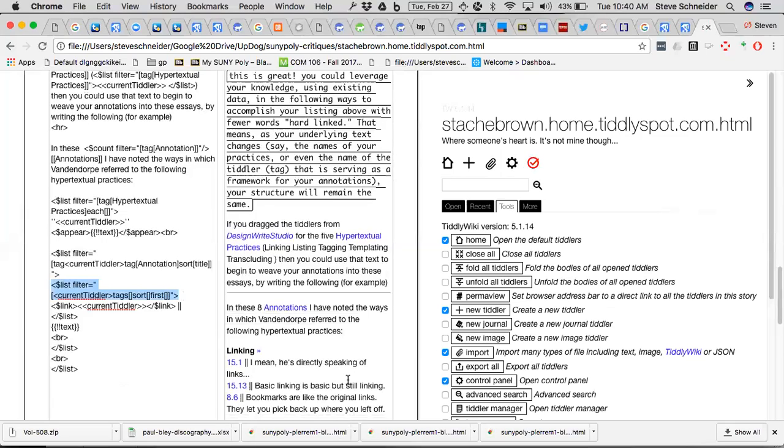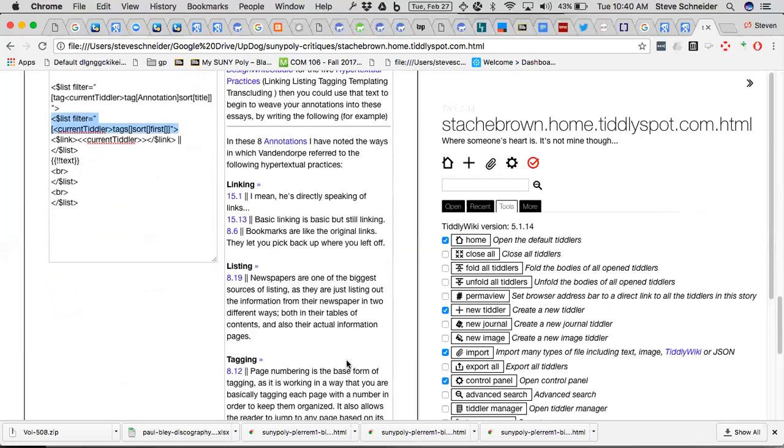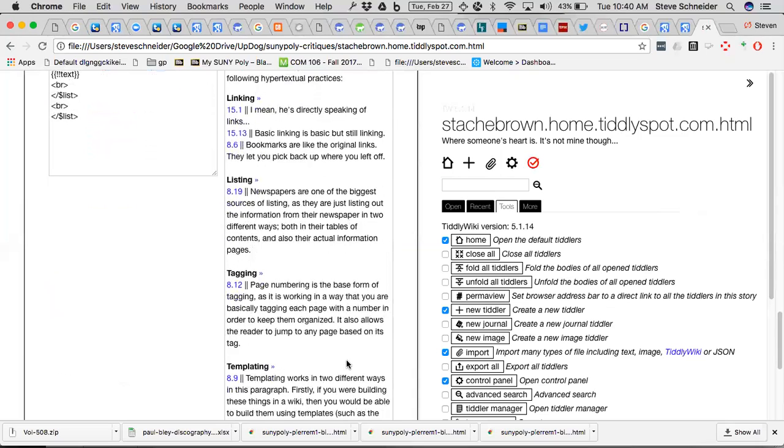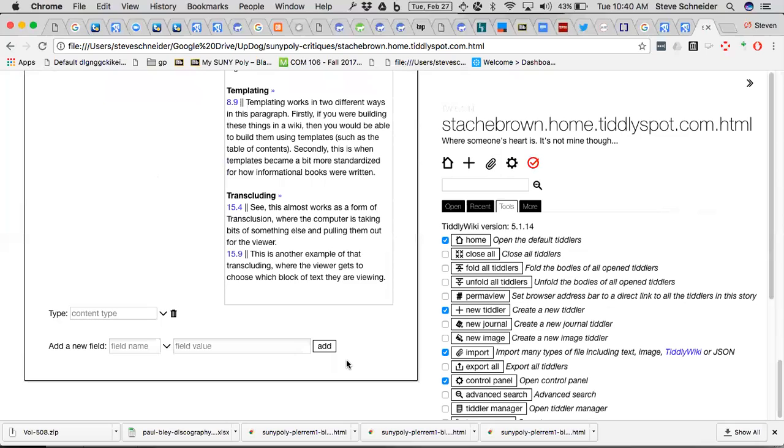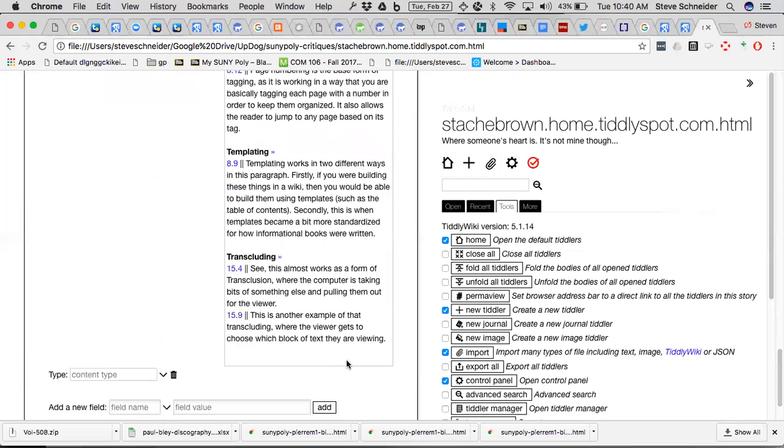But this is not a bad approach because now he's got a little bit of an essay about linking, about listing, about tagging, about templating, about transclusion. So now we're beginning to see Steve's thinking about those 5 variables and or those 5 characteristics. So that was pretty cool.